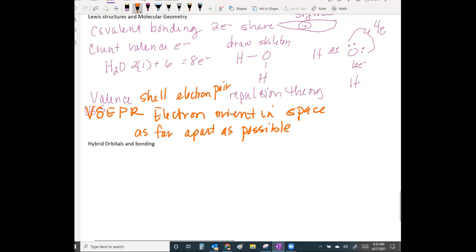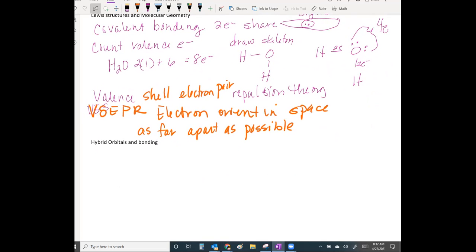Okay? So when you draw a molecule, let's do water because we just did it. Water has 2 bonds, but it also has lone pairs. They take up space. So right now it looks like they're 90 degrees apart, but you can actually shift in 3D and be 109 degrees apart.